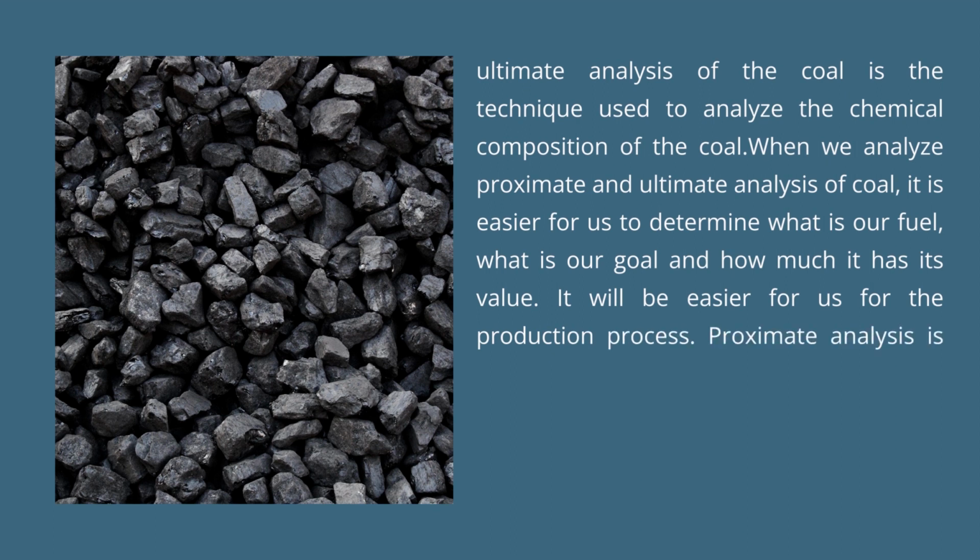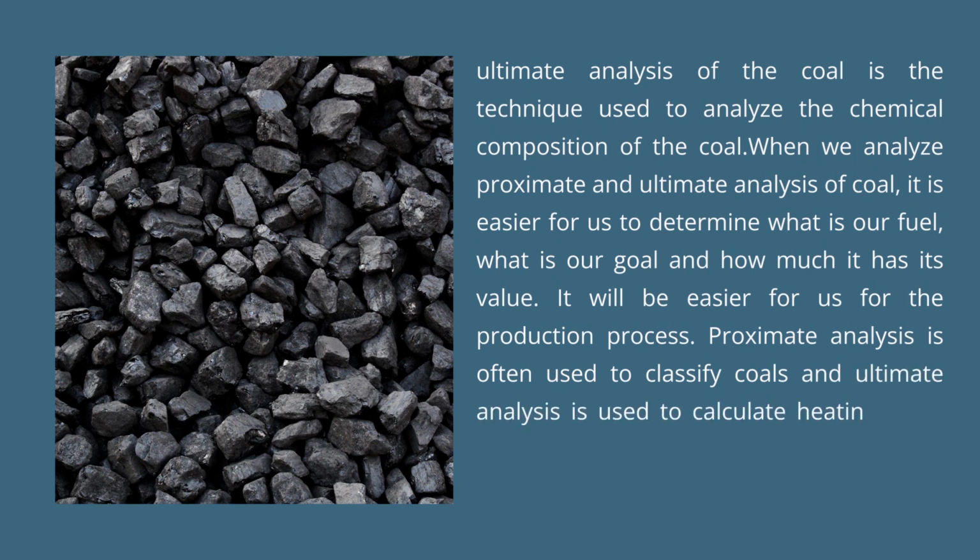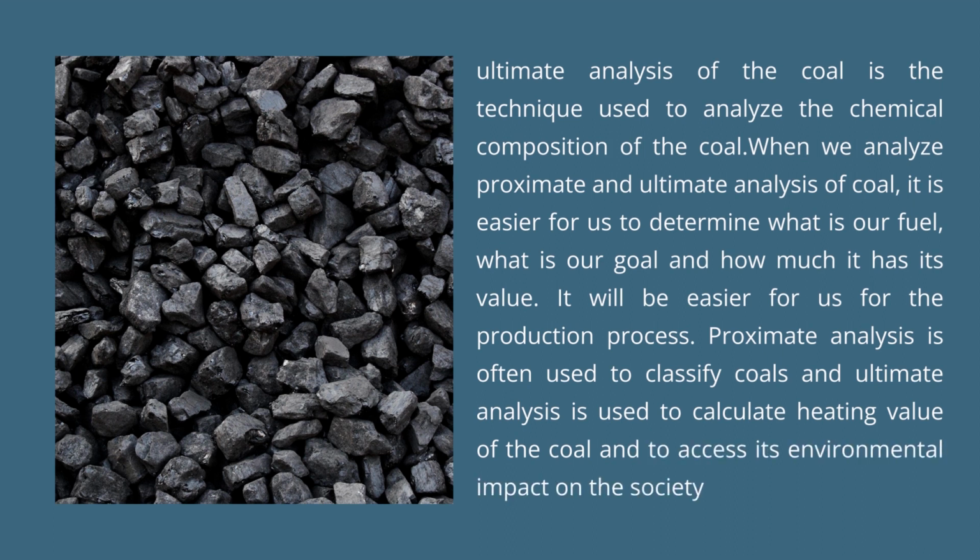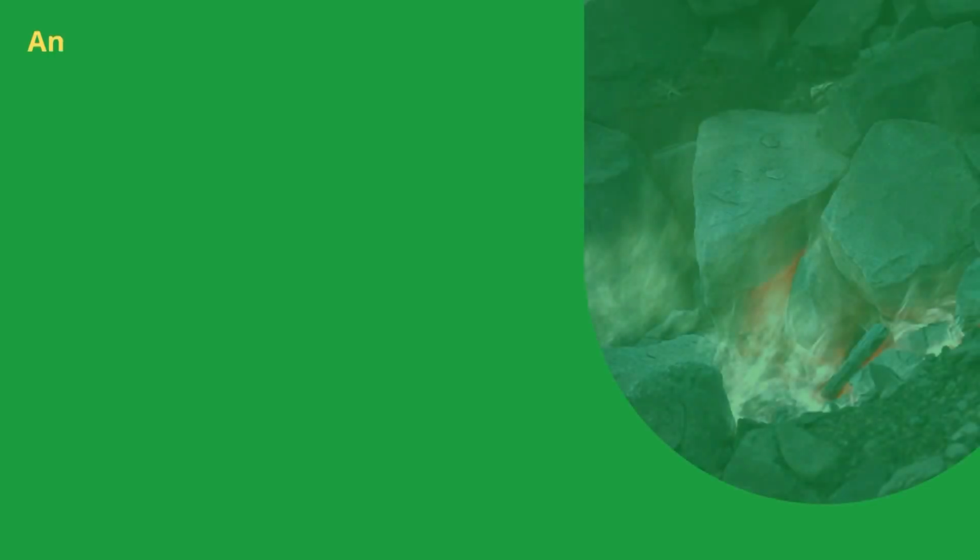Proximate analysis is often used to classify coals and ultimate analysis is used to calculate heating value of the coal and to assess its environmental impact on society. We have also dealt with examples of how proximate and ultimate analysis of coals can be used. Coal has an effect on pollution. It creates a harmful effect on pollution. It has pollution effects like air pollution, water pollution and land pollution. The environmental impact of coal combustion, by determining the amount of sulfur and nitrogen that are released into the atmosphere, is very high.